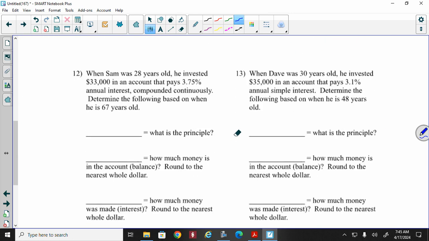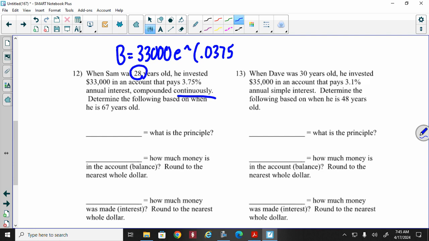All right. So when Sam was 20 years old, he invested in an account, blah, blah, blah. Oh, here it goes, continuously. So I'm using the formula with the P in it. 33,000 e to the 0.0375. Again, it started when he was 28 years old. Now it's 67. I believe that's going to be 39. I don't know. Yep, 39. Again, the principal is 33,000 because that's what we started with. Let's see what our calculator will give us.